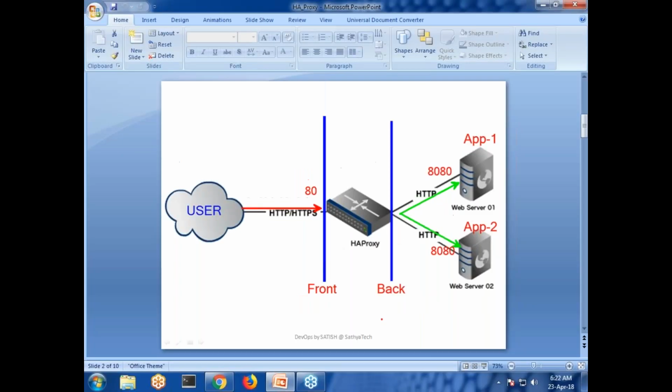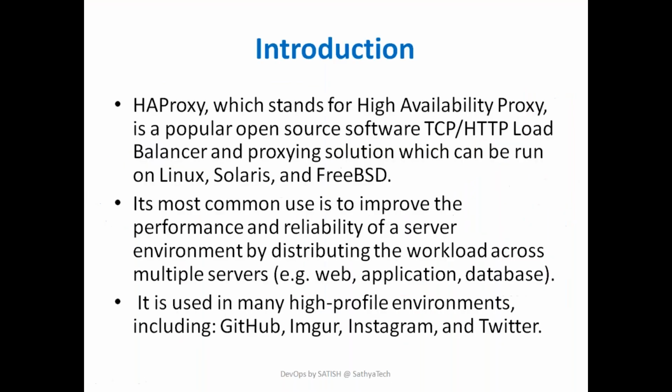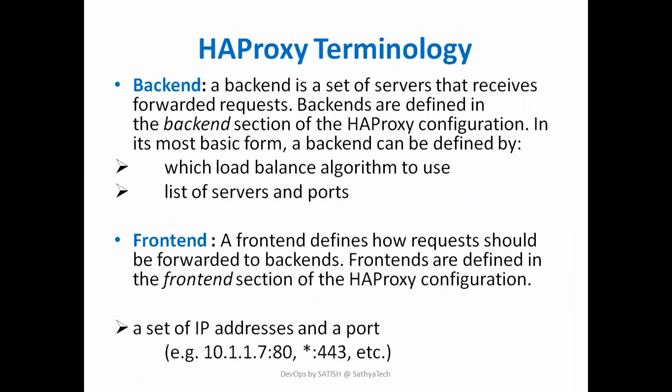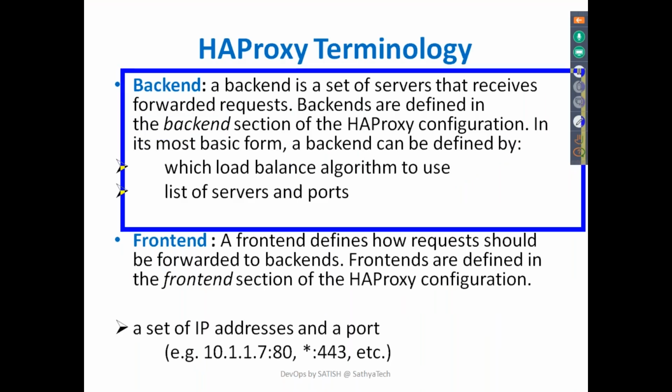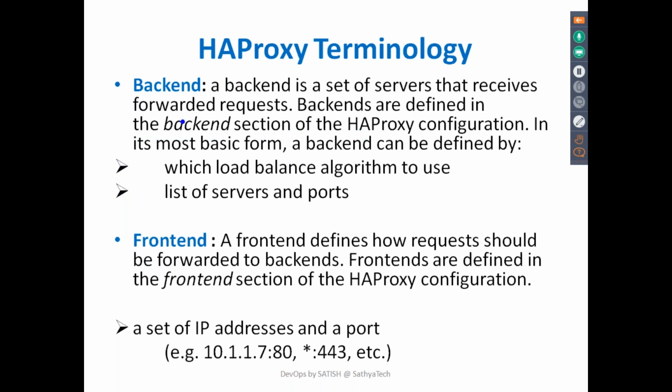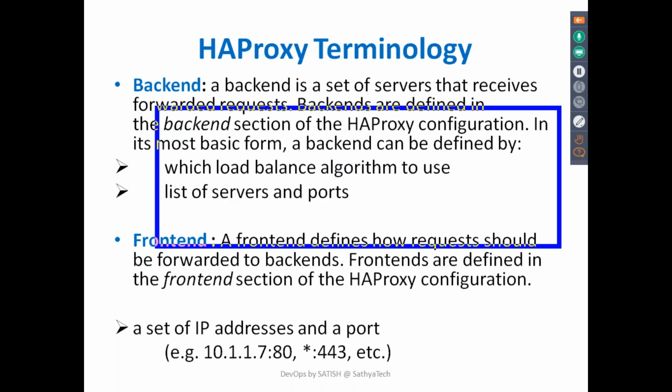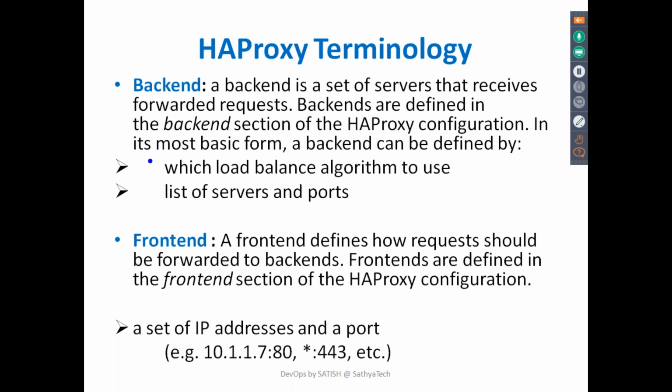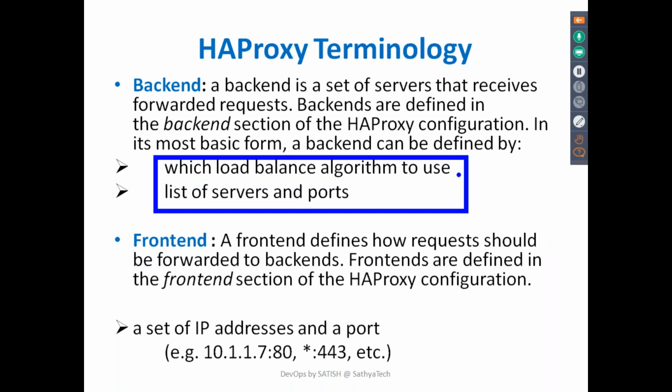So now we can see how this HAProxy will work. Just see this process. See this HAProxy terminology. One is front end and back end. See this one. Back end is a set of servers that receives a forwarded request. And backends are defined in the backend section of the HAProxy configuration. We can define these things in the backend section, and it contains which load balance algorithm to use, and a list of servers and their ports.